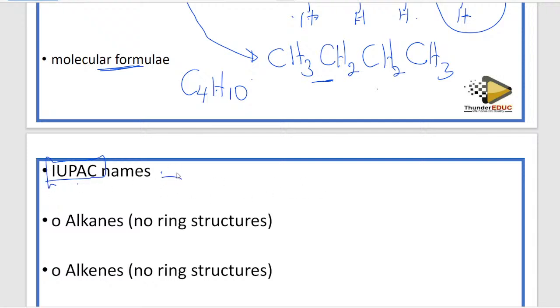That's why we'll have to know the IUPAC names of each compound we'll be talking about. And this will constitute some marks. When we are marking, expect questions about naming the organic molecules. So we'll look at it in detail.